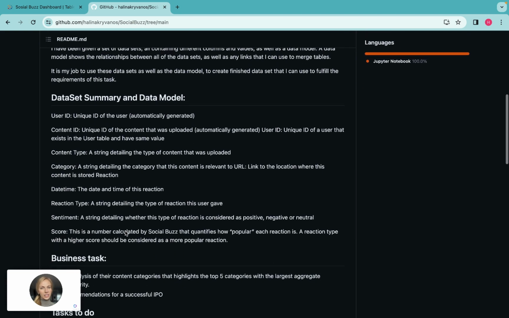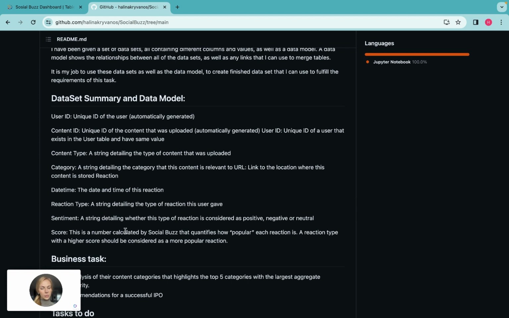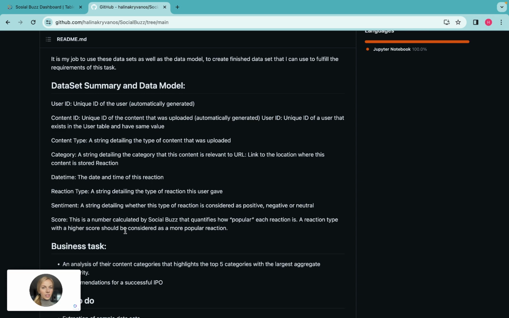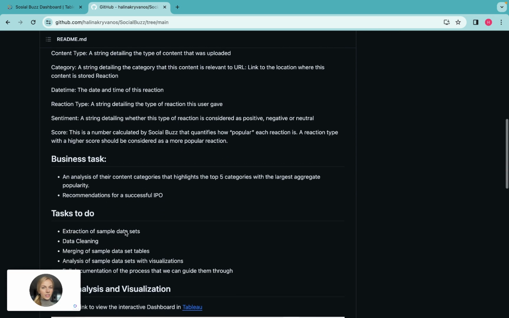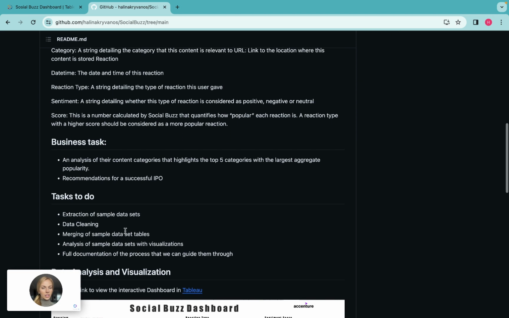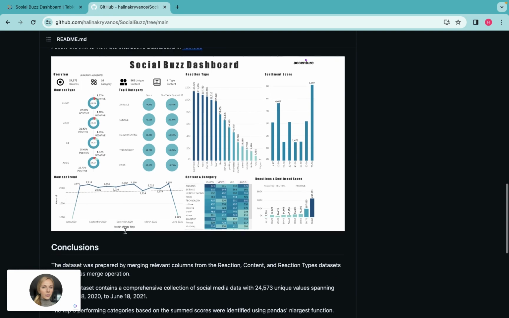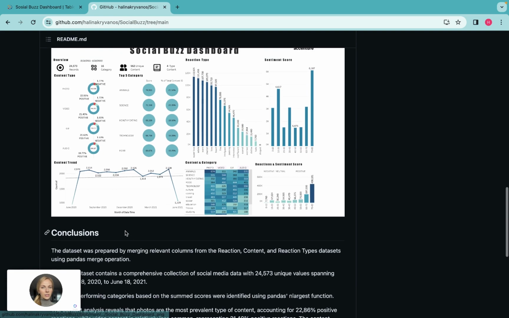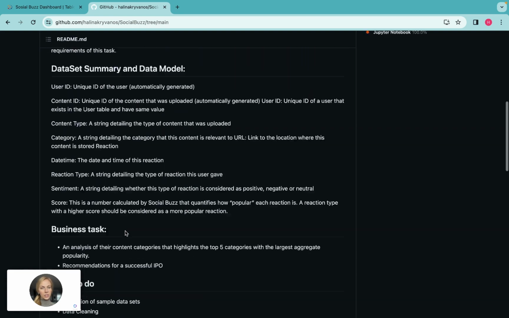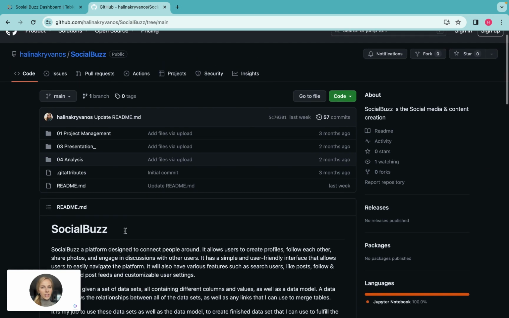analysis and visualization skills. Now we know a bit more about the role and project, let's get back to the project with SocialBuzz. Business questions. The client has reached a massive scale within recent years and does not have the resources internally to handle it. Audit of big data practice, recommendations for IPO, analysis of popular content. The task is analysis of sample data sets with visualizations to understand the popularity of different content categories.